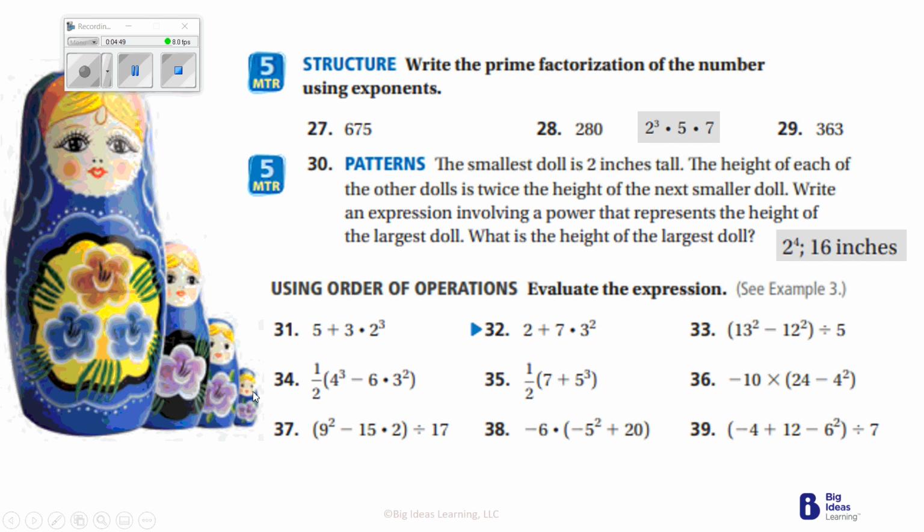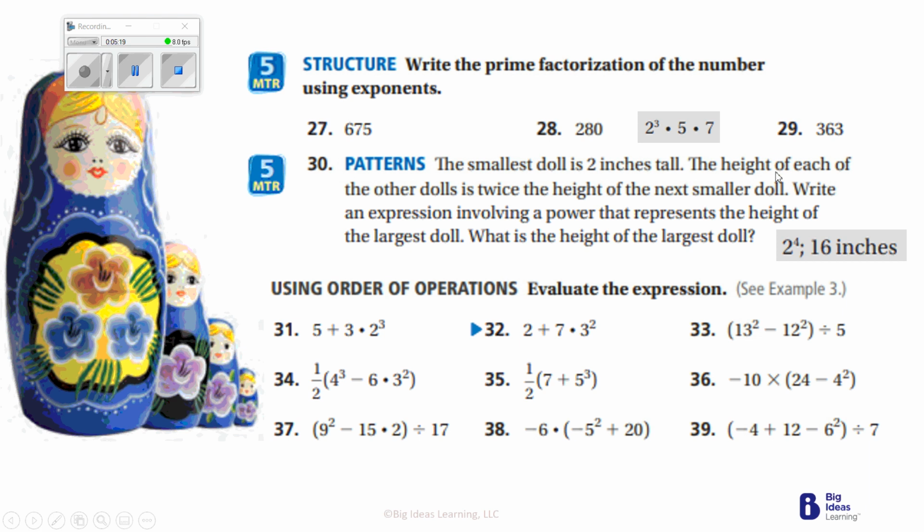The height of each of the... I'm sorry, the height of the next smaller doll. So the height of each of the other dolls is twice the height of the next smaller doll. Write an expression involving a power that represents the height of the largest doll. What is the height of the largest doll?